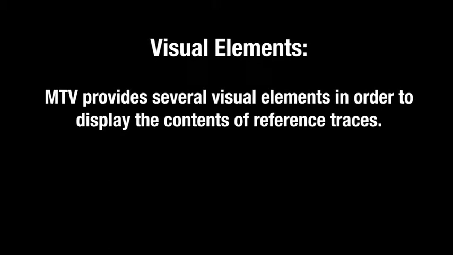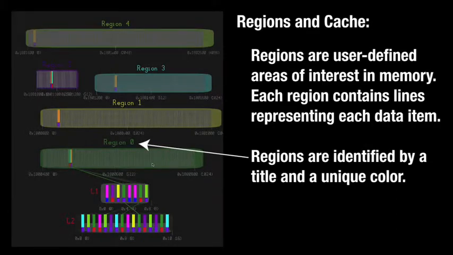Visual elements. MTV provides several visual elements in order to display the contents of reference traces. Regions and cache. Regions are user-defined areas of interest in memory. Each region contains lines representing each data item. Regions are identified by a title and a unique color.